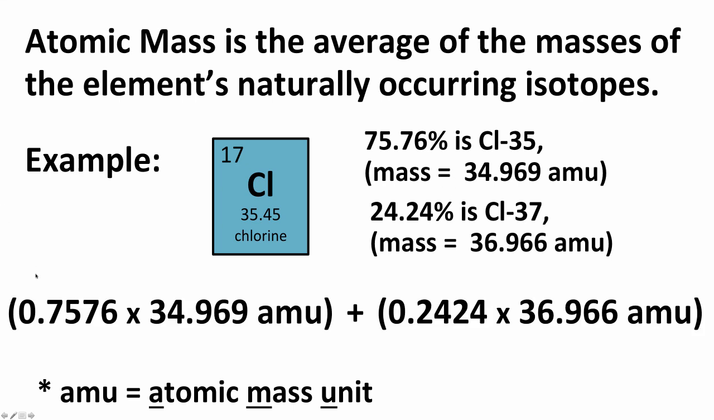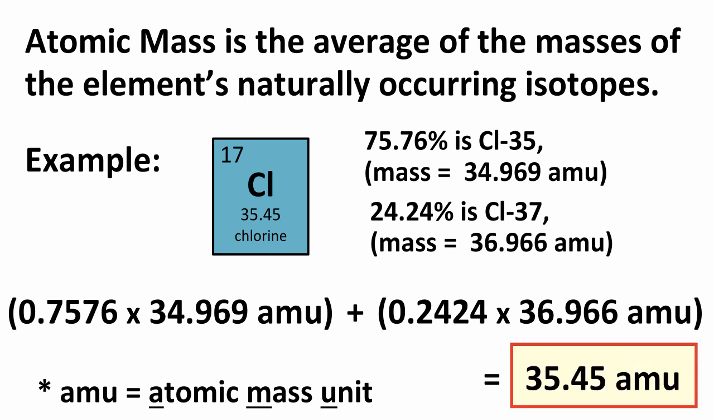And if we take the relative abundance of the chlorine-35 isotope, which is 75.76%, or 0.7576 as a decimal, multiply that by the mass of a chlorine-35 atom, and then take 24.24% as a decimal of the 36.966 mass chlorine-37 isotope, that gives us the weighted average of the naturally occurring isotopes of chlorine of 35.45 AMU, and if you look on the periodic table, that's the value that's listed.